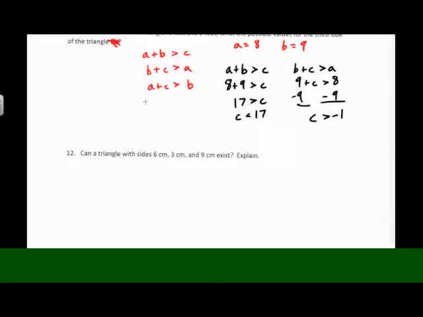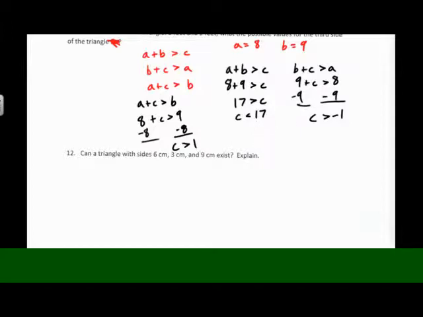And finally, the last one, A plus C is greater than B. If I plug in A, that'll be 8 plus C is greater than 9. Minus the 8, and C is greater than 1. So I find out that C has to be greater than 1 and less than 17.